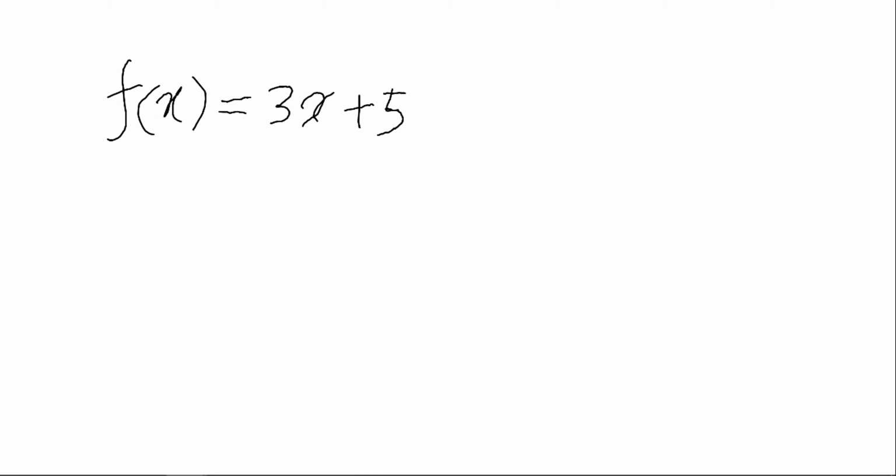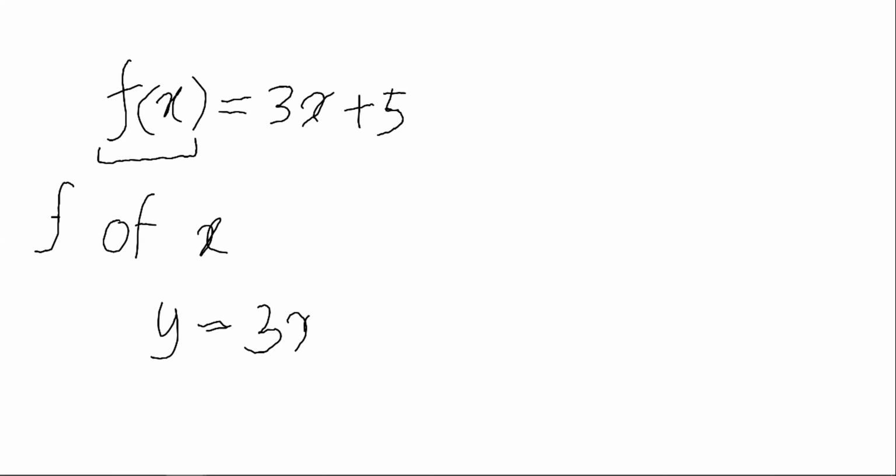How you read this is f of x. How do you read this? F of x. Let me write it. F of x. That's how you read that notation. It's the notation for a function. Instead of f of x, you can put y there. You can say y is equal to 3x plus 5.